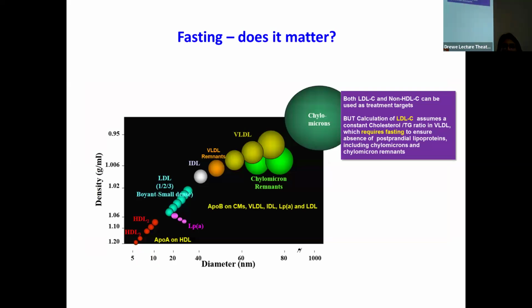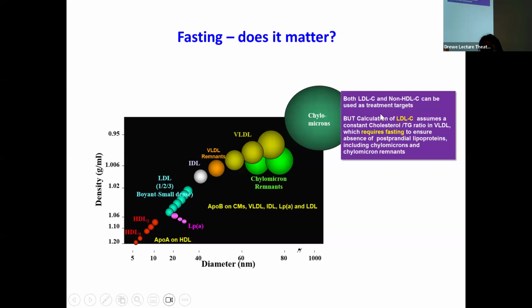Okay, so just to summarize that first part of the talk, in terms of our lipid profile, we should include both the LDL cholesterol as well as the non-HDL cholesterol. The total cholesterol does not give us the full picture. So let's talk a little bit about fasting, because this has been discussed quite a lot in the past. We've said that both LDL and non-HDL can be used as treatment targets.